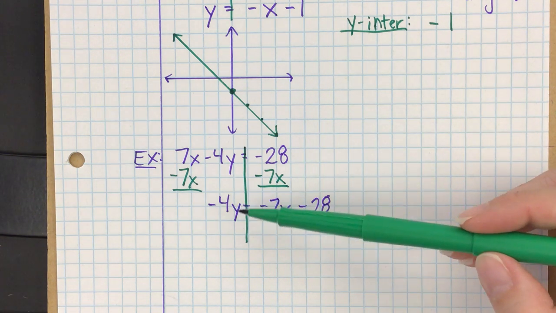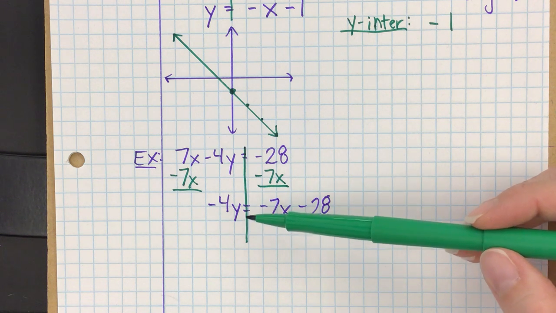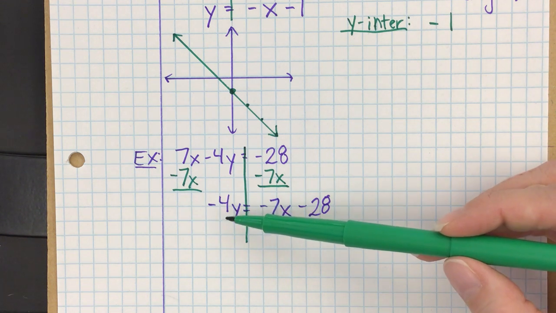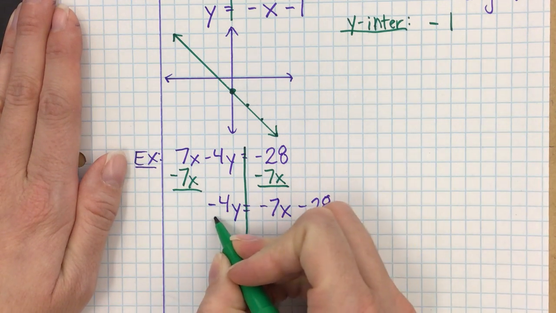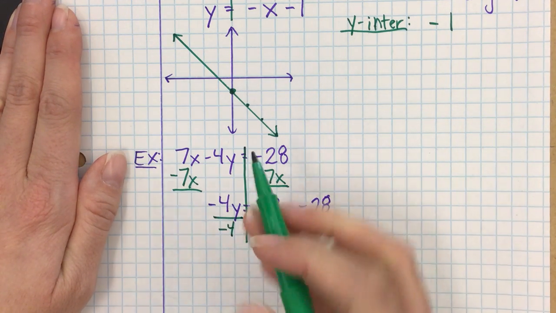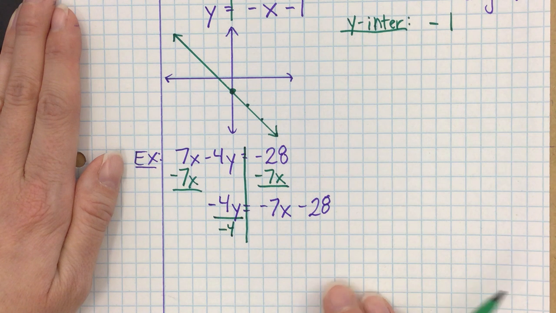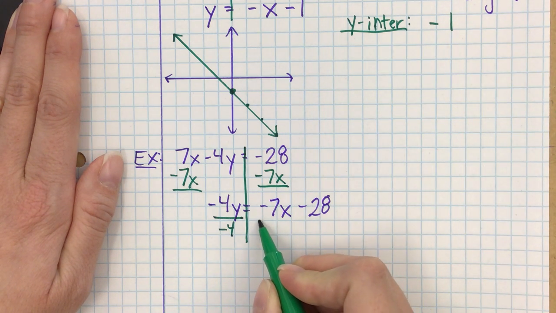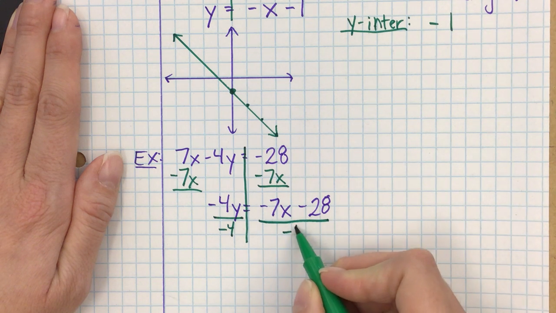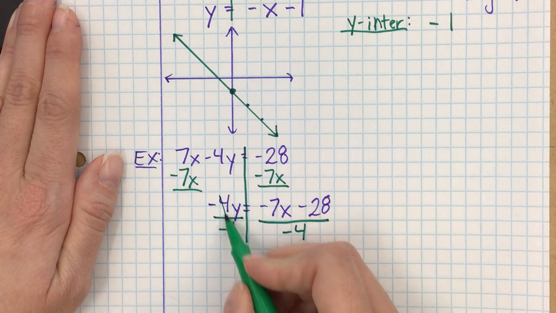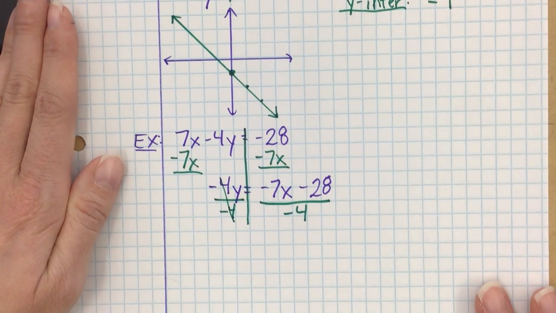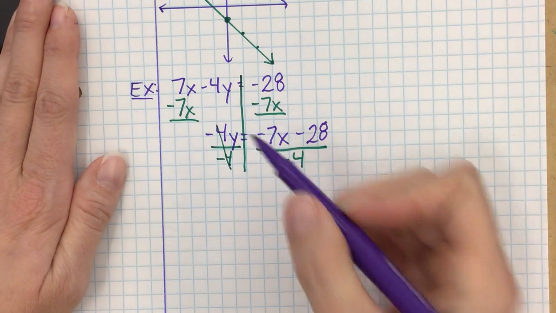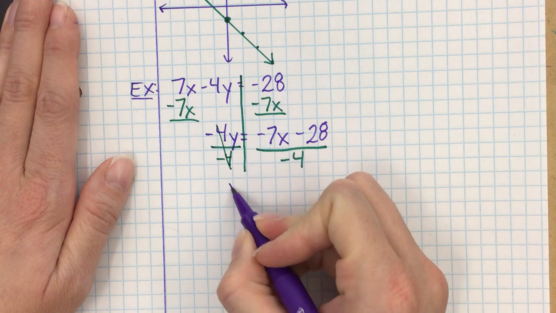We still have one thing happening to your y that we need to get rid of. The opposite of multiplying by -4 is dividing by -4. Whenever you multiply or divide both sides of an equation by something, you have to do it to the whole side. So I'm going to divide the whole side by -4, and what I'm left with is y over here.